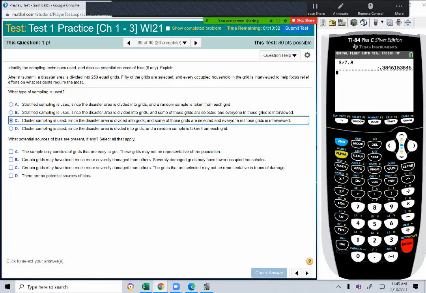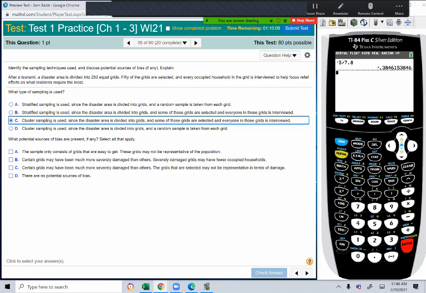What potential sources of bias are present, if any, guys, when you do a cluster? Let's see. Samples are easy to get. The grids may not be representative of the population. That's it, certain grids may have been much more severely damaged than others. Yeah.